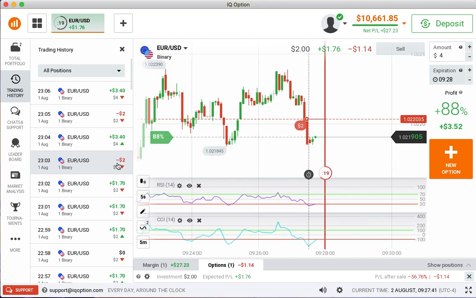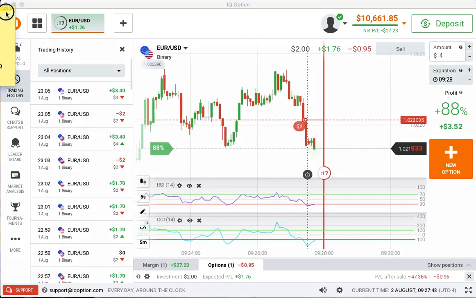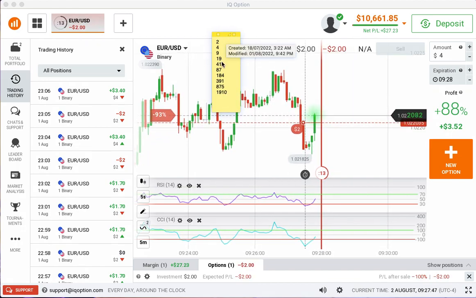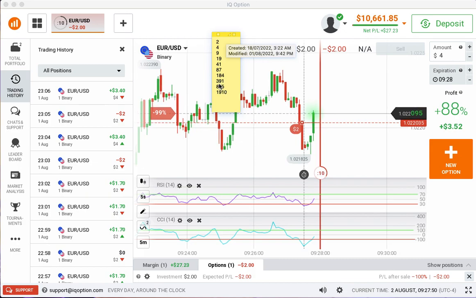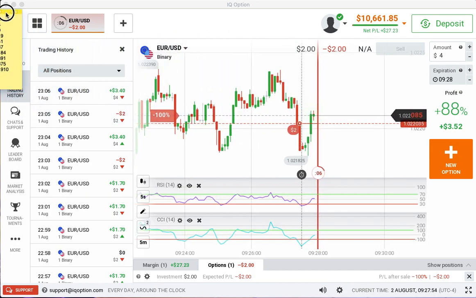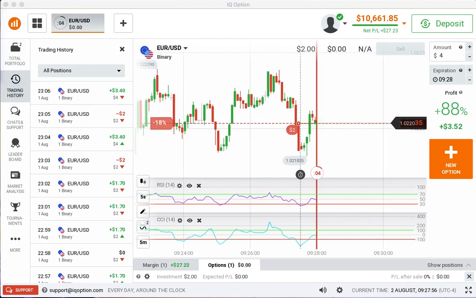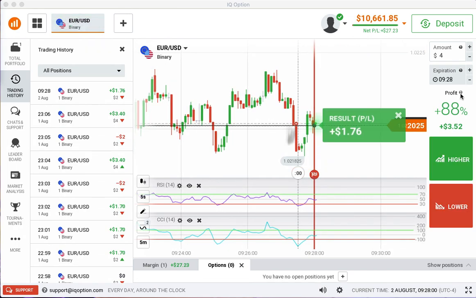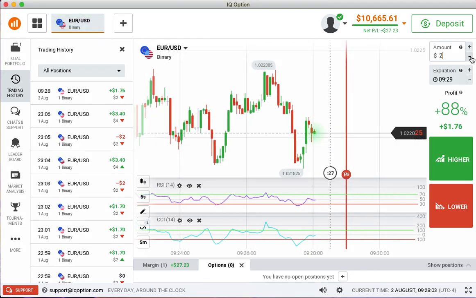You trade $2. If 2 loses, then you do 4. If 4 loses, then you do 9, 19, 41, 87, 184. This gives way for 10 losses in a row, which is quite impossible, especially when you trade following your indicators. It is impossible to lose all those times in a row.